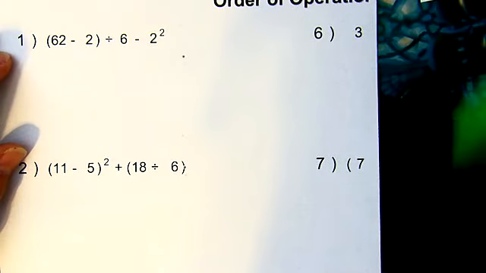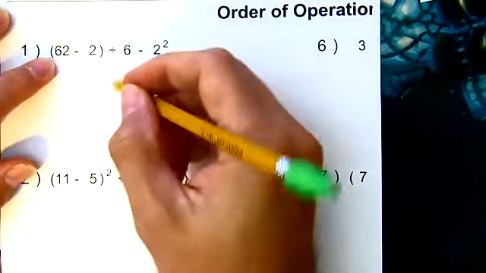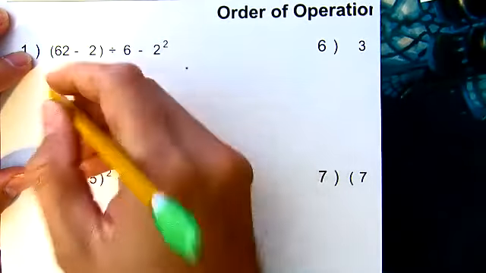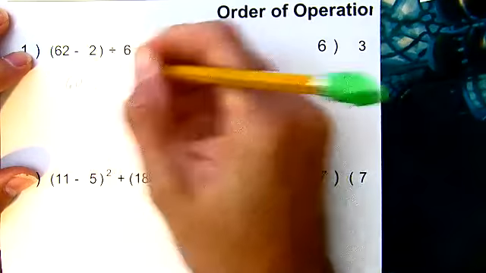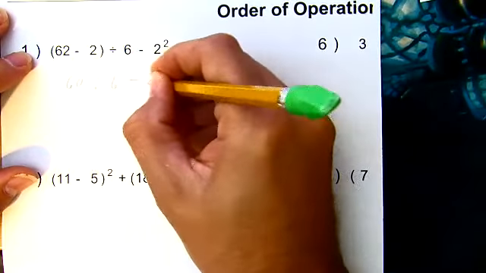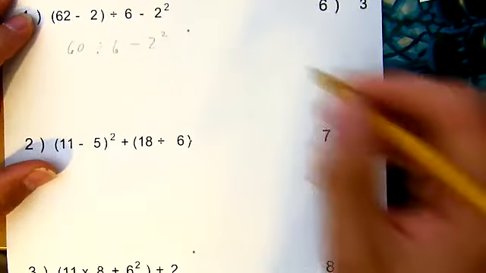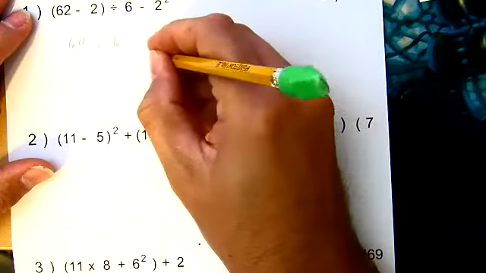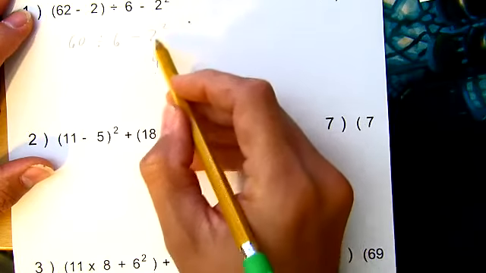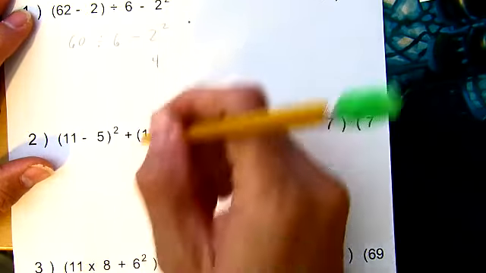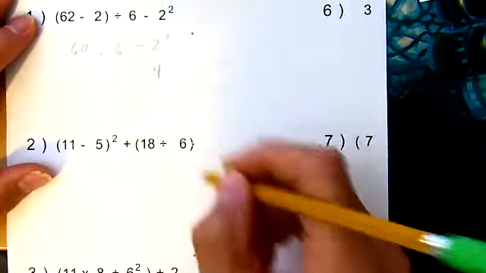And then the last sheet will be exponents. So parentheses first. So 62 minus 2 is 60. Bring down your divided by, your 6 minus 2 squared. Next thing is exponents. So 2 squared is 4. And that's not because 2 times 2 is 4. That's because 2 2's is 4. Those get multiplied twice. You never multiply times the exponent.